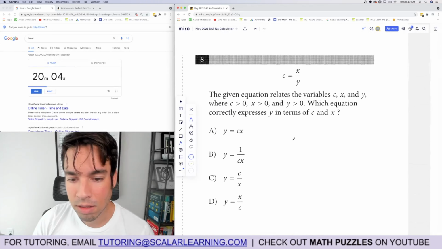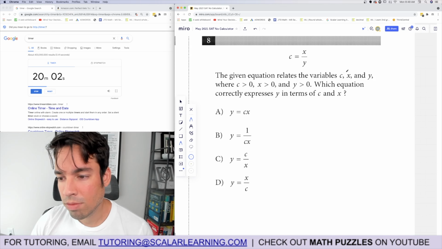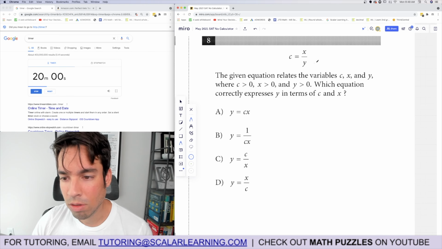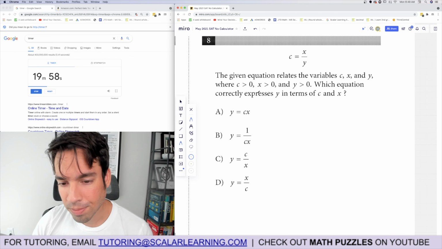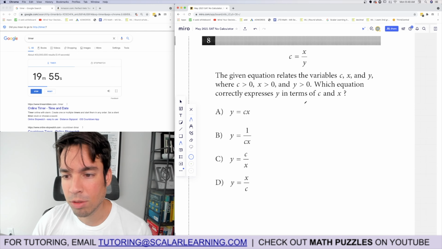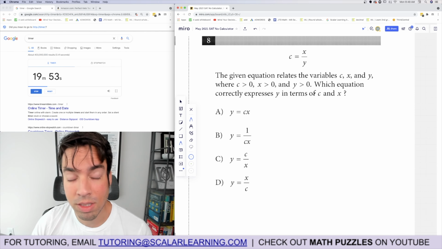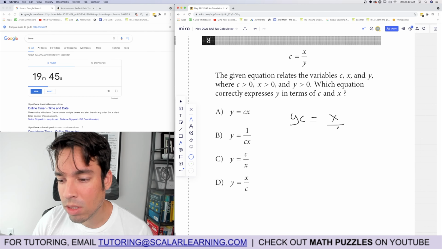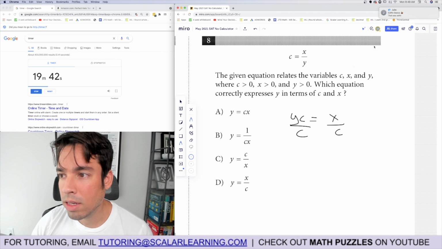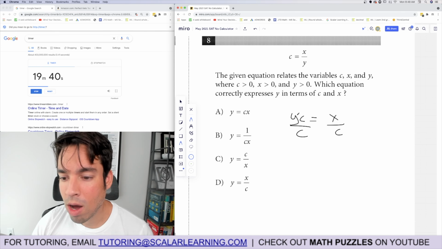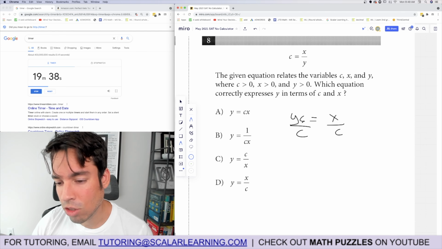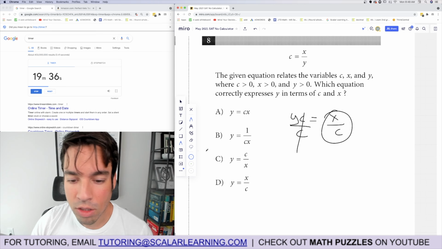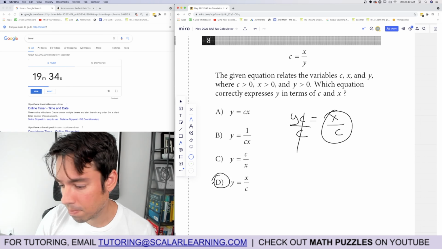Correct. 8. The given equation relates variables c, x, and y, where c is greater than 0. Okay, and so on. Which equation correctly expresses it? Okay, this is an isolating quantities question. All this is more or less irrelevant. So I'm going to multiply both sides by y, and I get yc equals x, and then I'm going to divide both sides by c, because when they want y in terms of c and x, they just want you to isolate y. y equals x over c, boom, done.